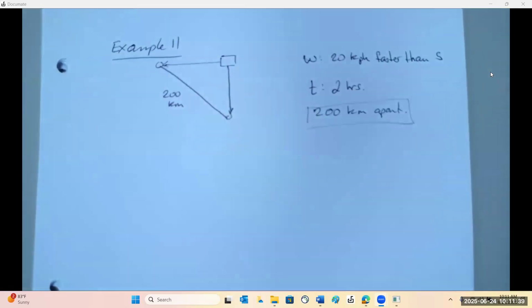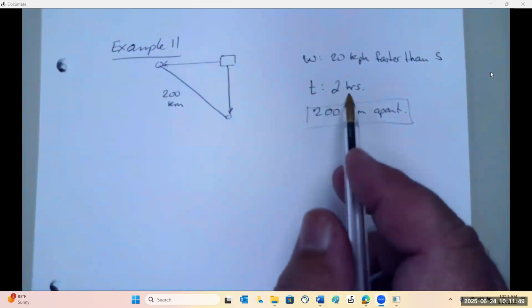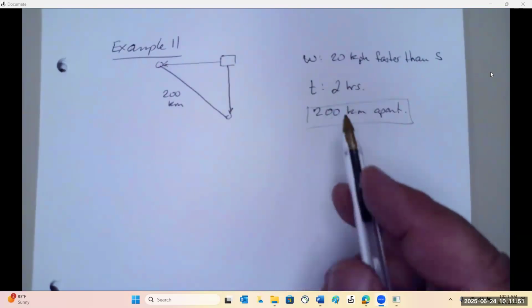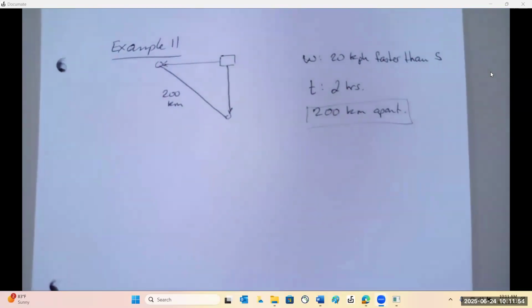Kilometers. So you have to be specific. It's from the end of their travels, the end of their lines. Why is that important? Because they said after 2 hours they're 200 kilometers apart. So what formula are we going to use here?